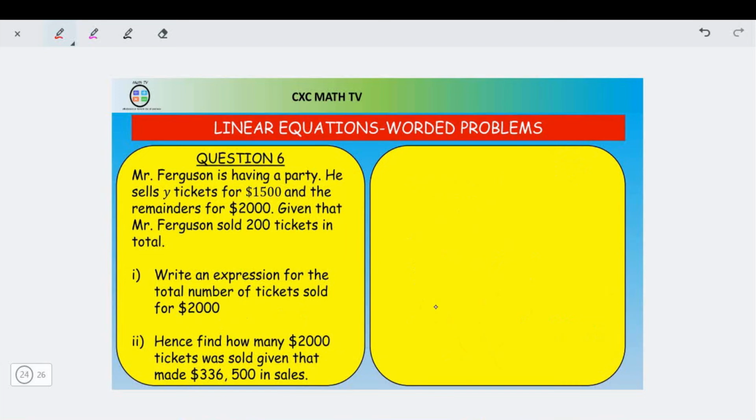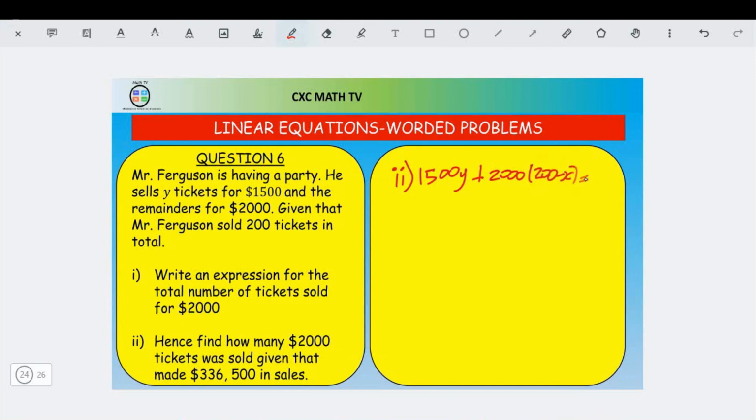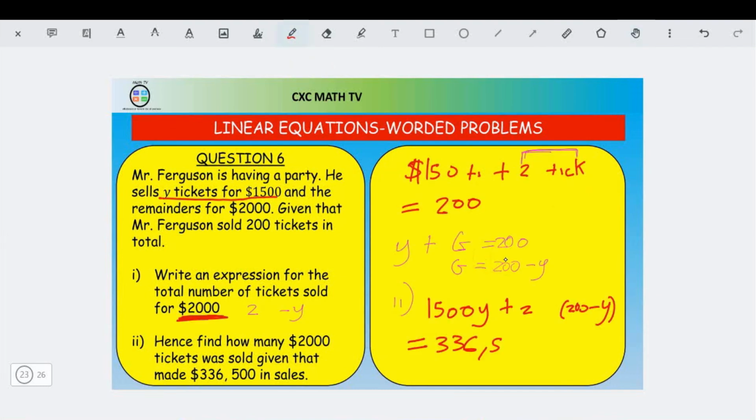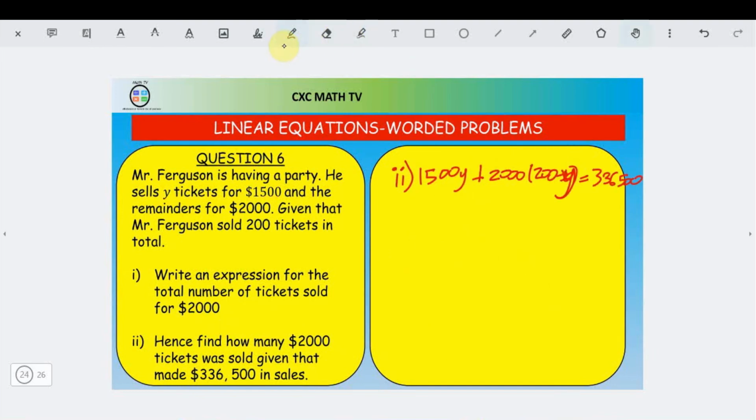Let me rewrite the equation. So for part 2, I'm just rewriting. So far we have 1,500Y plus 2,000 in brackets 200 minus Y is equal to 336,500. From that, what do we do? Oh, not X, Y. 200 minus Y. I don't know where X came from. So in that case now, what we do is expand and simplify.